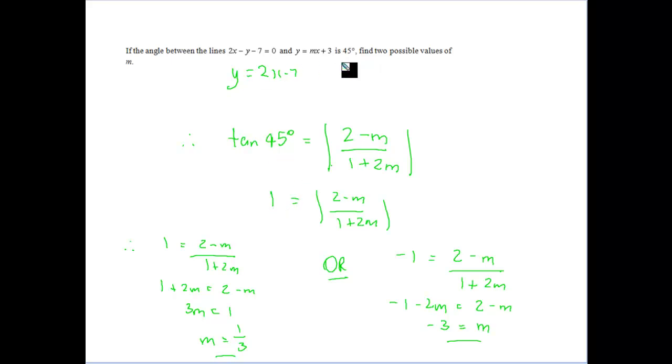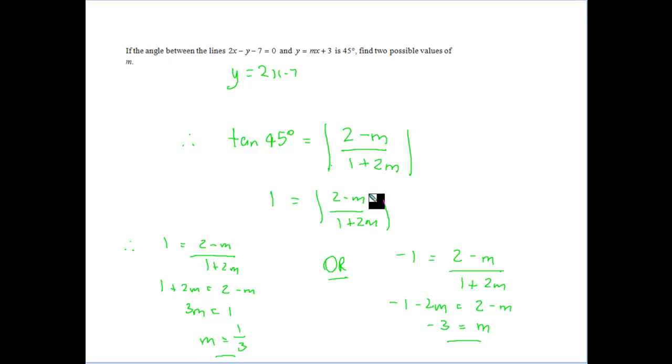Manipulating the formula to do a different type of question: 2x minus y minus 7 is equal to 0, and y is equal to mx plus 3. We've got to find m. We're told the angle between them is 45. So if that's the case, we get our gradients, we apply our formula, and tan of 45 is equal to the absolute value of 2 minus m over 1 plus 2m. So from that, 1 is equal to the absolute value of that. So how do we solve an absolute value question?